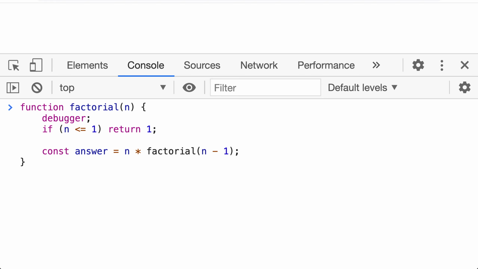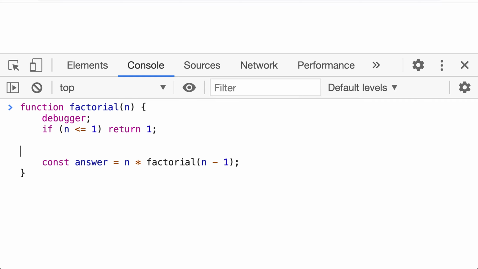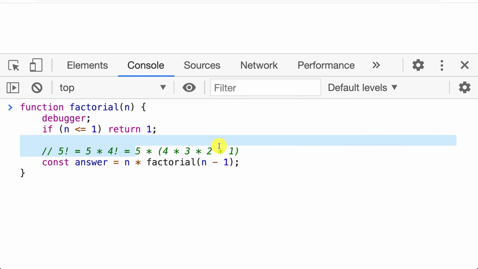We know that we can calculate the factorial of any number n by multiplying n times the factorial of all the numbers before it. So for example, if we wanted to calculate 5 factorial, we know it's 5 times 4 factorial, and we know 4 factorial is just 4 times 3 times 2 times 1. And we know that 5 factorial is just all these numbers multiplied together.